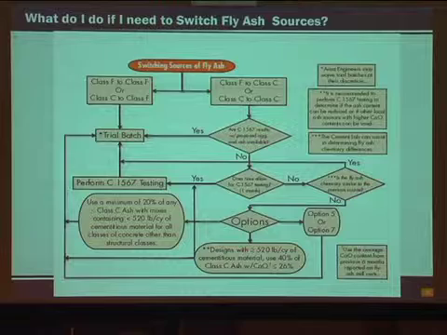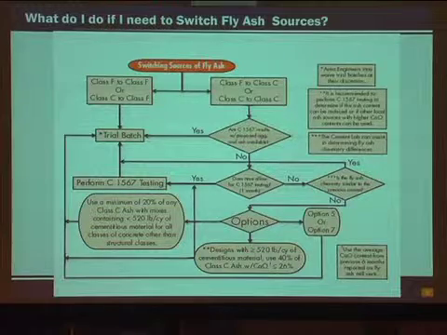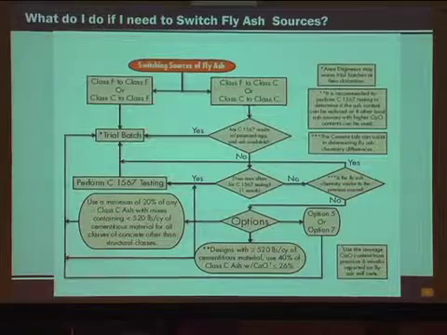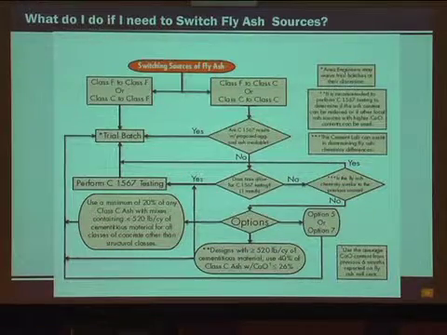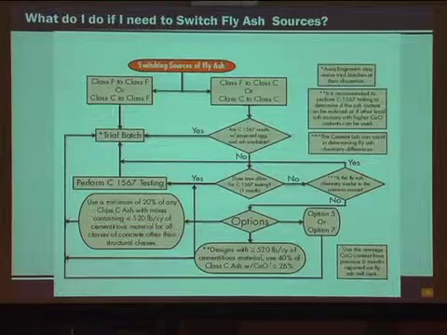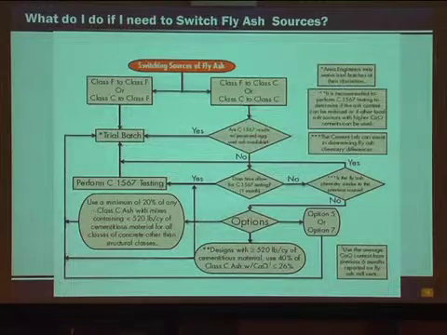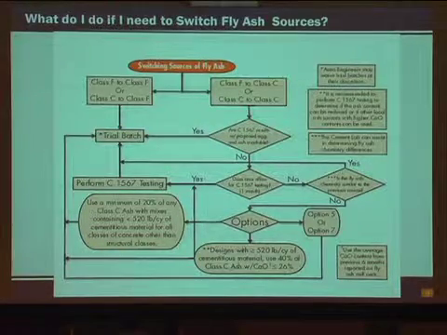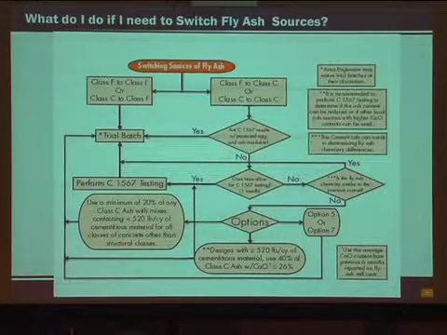All right, we sent this out a few years ago. This is when switching ash. I know you can't read it, but we could definitely send this out again. When you're trying to switch fly ash sources from an F to an F or C to F, it's easy, no big deal. However, going from an F to a C, or even a C to a C, we kind of make you run through all this flow table here.